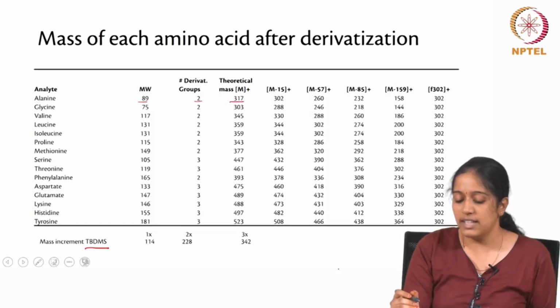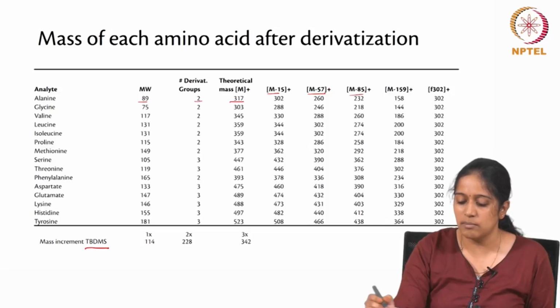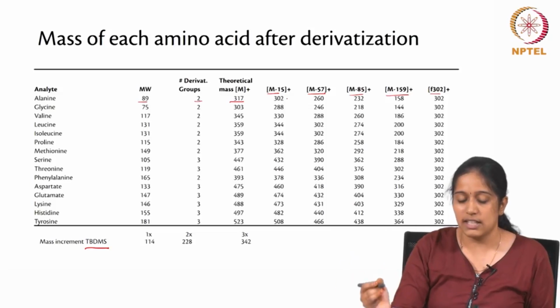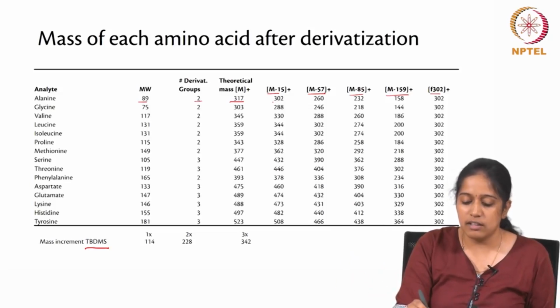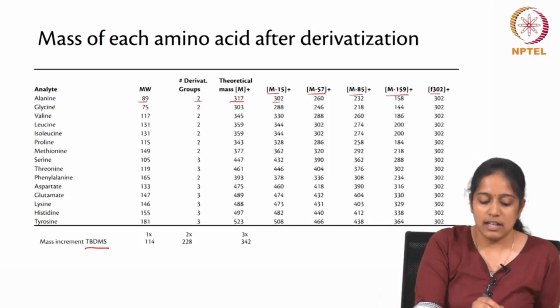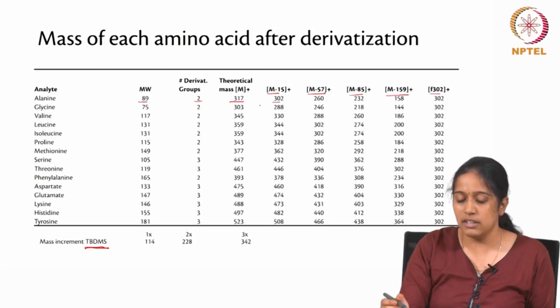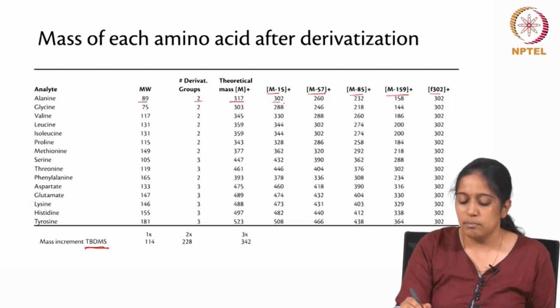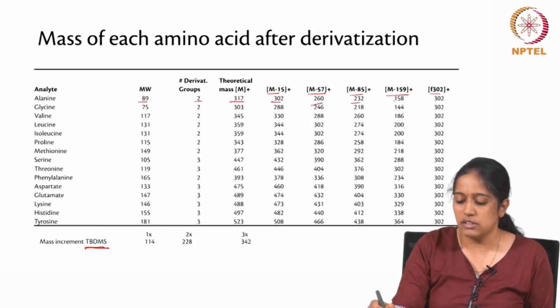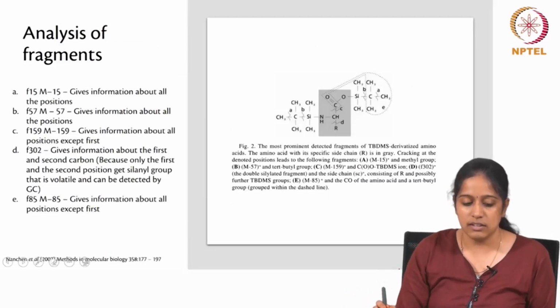As you might have already seen in the previous lectures, we have different fragments, that is M minus 57, M minus 15, M minus 85, 159, 302 and so on, based on the fragmentations that happen, and because of this there can be a variation in the molecular weights. This table basically tells you that alanine, when derivatized using TBDMS, gets incremented in its molecular weight, and based on the different types of fragmentation you have different molecular masses. In the next slide I will tell you about the fragments that are observed.